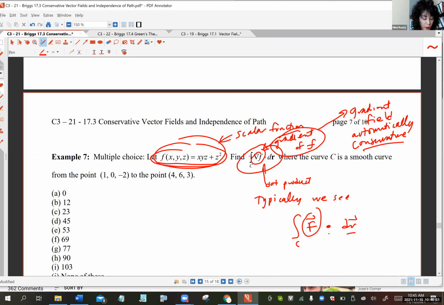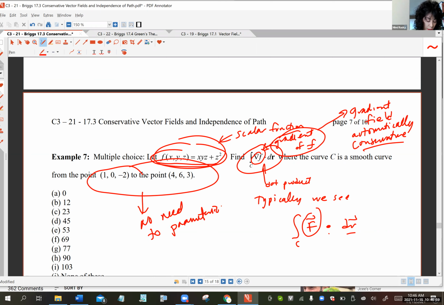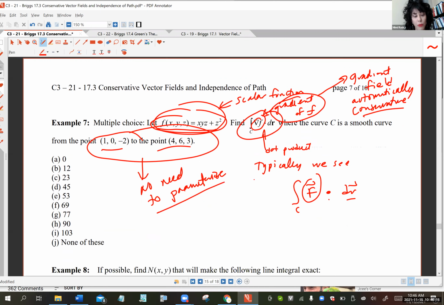So then what? Even though they gave you these two points, there's no need to parameterize. If anybody did this problem and started to parameterize, first of all, they didn't even give you enough information to parameterize. They just gave you the starting point and the ending point. They didn't give you the path. They didn't tell you it was a straight line. They didn't tell you it was along a curve, nothing. You couldn't even parameterize if you wanted to do this problem that way.